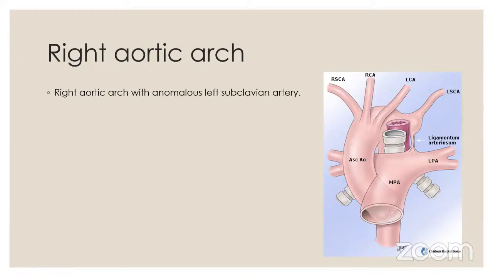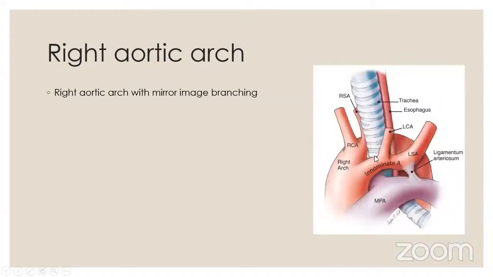This whole pathology usually occurs when the fourth arch regresses between the left common carotid artery and the left subclavian artery. However, if it regresses after the left subclavian artery, we'll have a right aortic arch with mirror image branching. And this usually doesn't lead to symptoms of vascular ring.